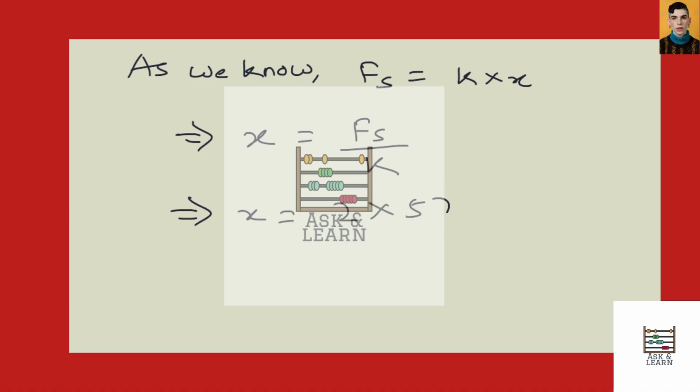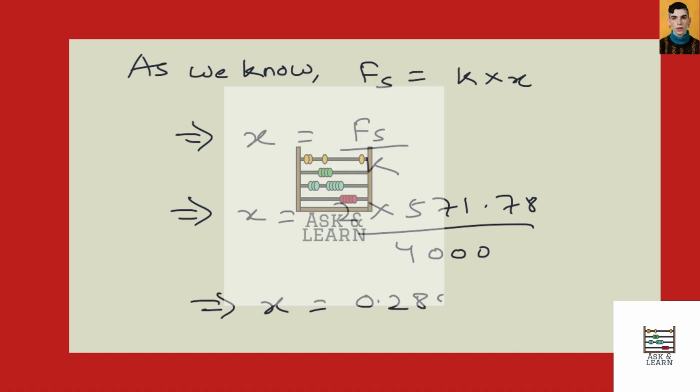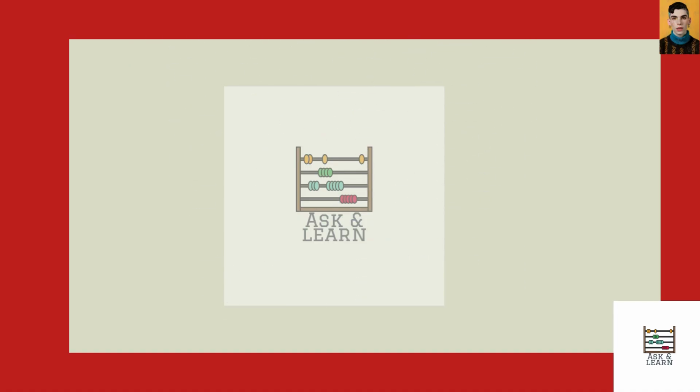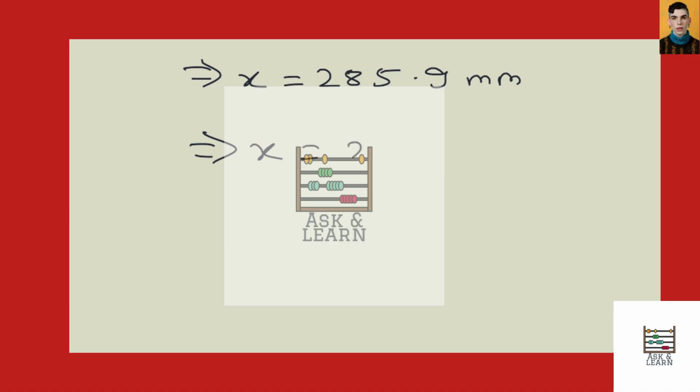On putting value we get 2 into 571.78 by 4000. So X is equal to 0.2859 meter. So X is equal to 285.9 mm. So X is equal to 286 mm.